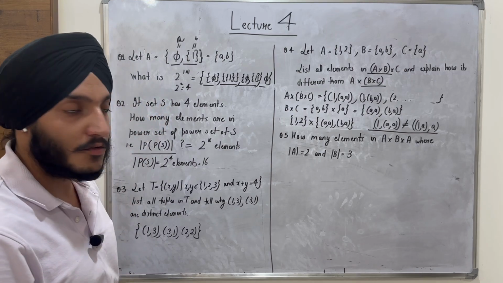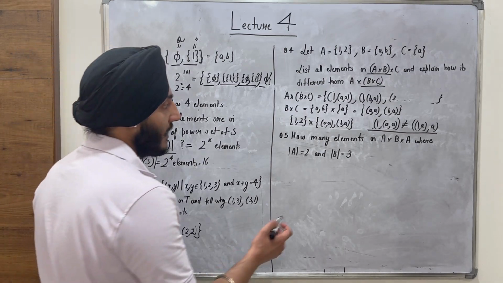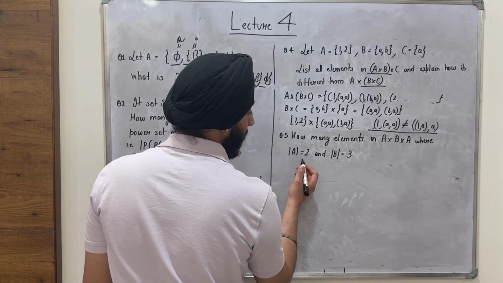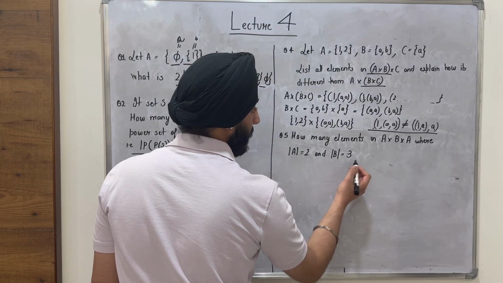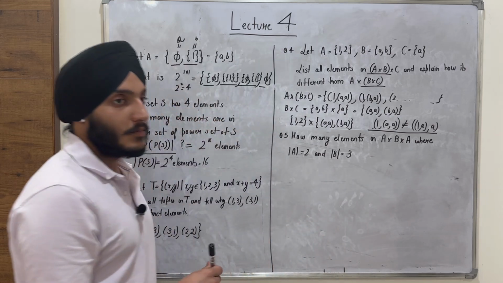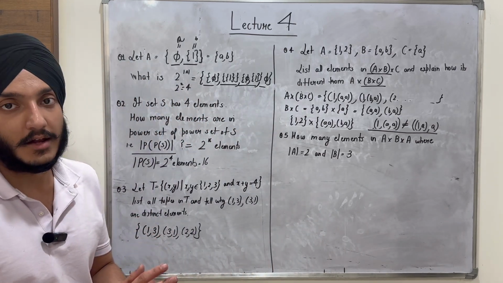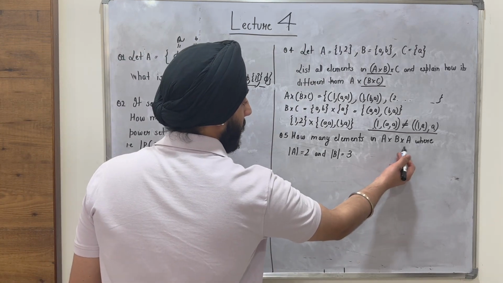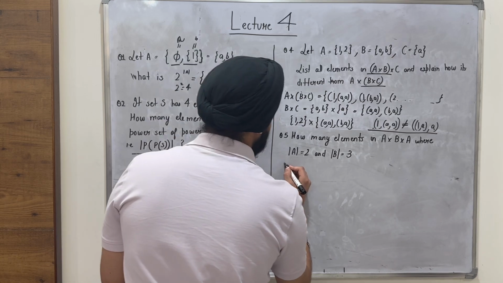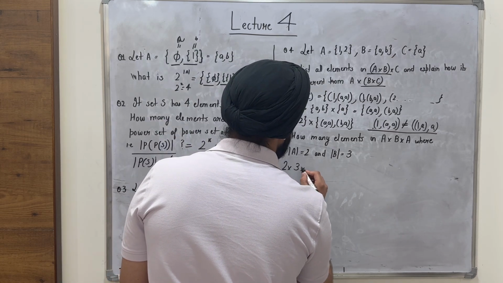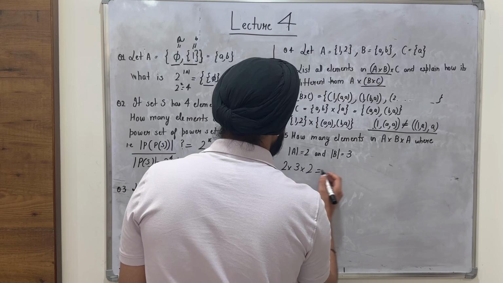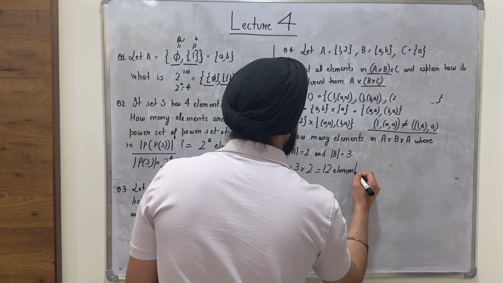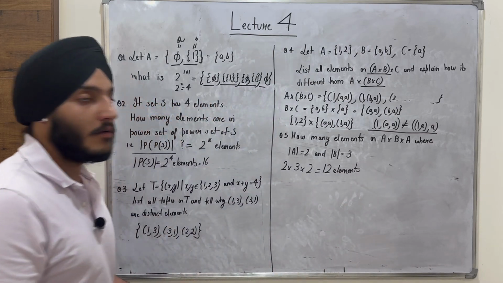Now, let's move on to the last question. How many elements are in A cross B cross A, where the cardinality of A is 2 and the cardinality of B is 3? This is simply math, right? When I do multiplication, it's 2 multiplied by 3 multiplied by 2 once again. So 2 times 3 times 2, I get 12 elements.